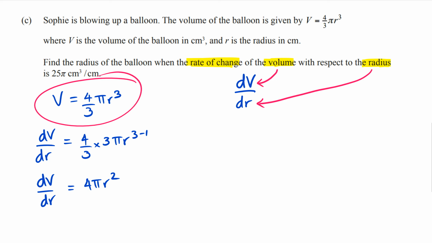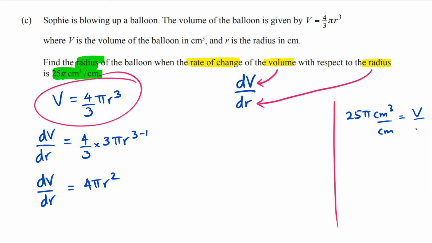And if you look, the question is actually asking us to find the radius of the balloon when the rate is 25 pi centimeter cubed per centimeter. All right, now that's something really important to understand. Let me just write this down separately here. So the 25 pi centimeter cubed per centimeter is the same thing as saying, if you look at the centimeter cubed, that's actually volume, and then the centimeter is r. So all you're looking at there is that dV/dr is equal to 25 pi.